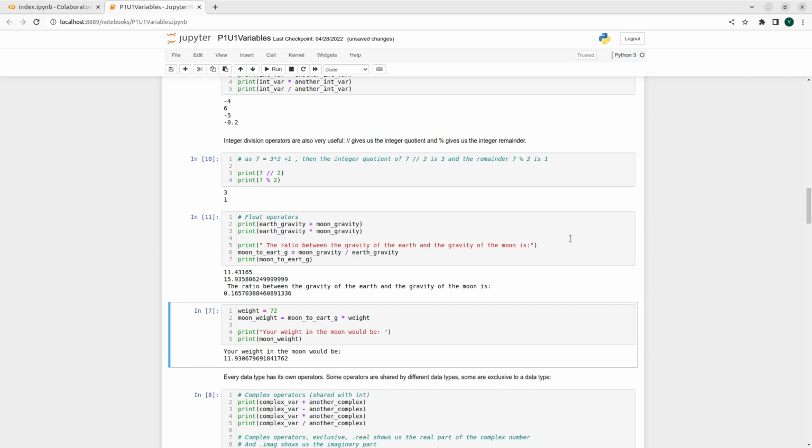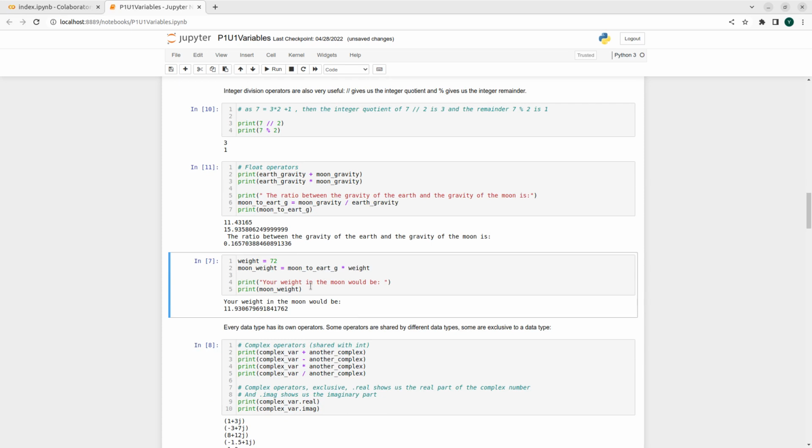The ratio between the gravity of the Earth and the gravity of the Moon is this, and I have just computed the ratio here, dividing one by the other. I could also play around with how much of this precision I want to show, but let's not get into it right now. You can have a look, and being able to find information related to the programming that you are learning is a very important skill that I encourage you to develop. Send me any question that you have.